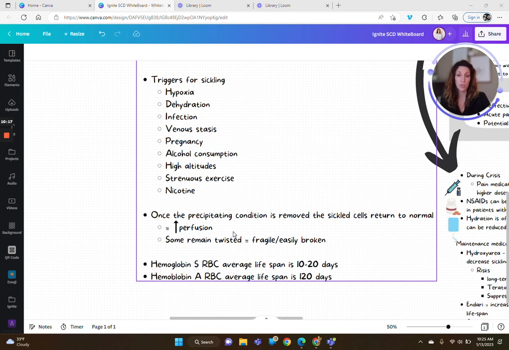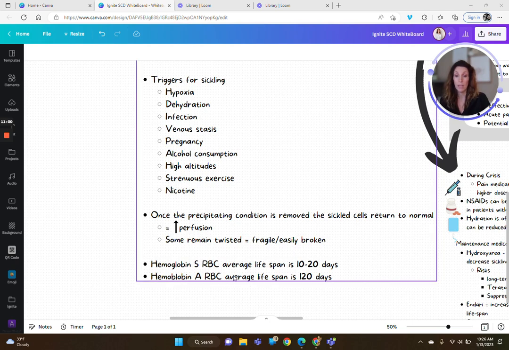And then once the precipitating condition is removed, some of the sickle cells do remain twisted, and then they're fragile, and they're easily broken. So we have a much higher rate of red blood cell destruction in patients with sickle cell disease, and this can lead to a higher turnover of the red blood cells. And when red blood cells are destroyed, they release bilirubin, which then causes our patients to become jaundiced. So we will see jaundice in patients that have sickle cell often because they have a higher destruction of red blood cells.